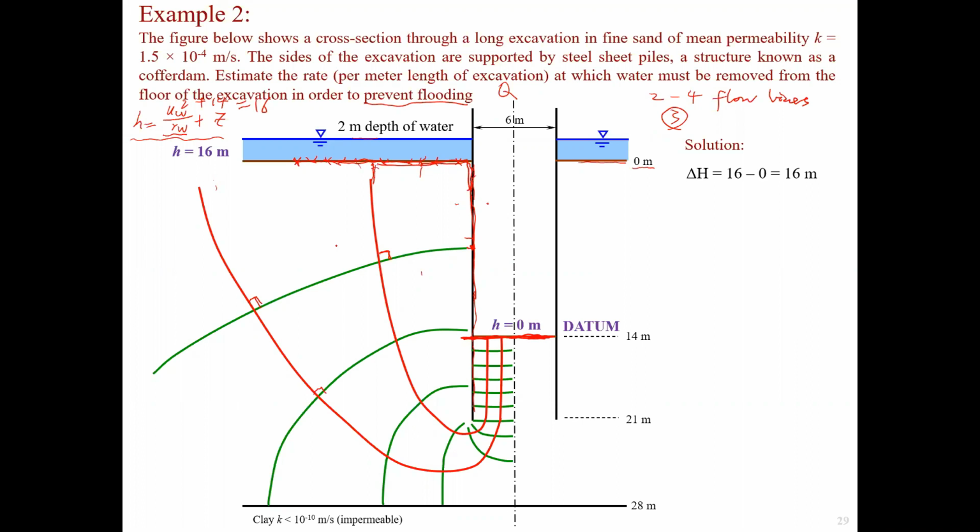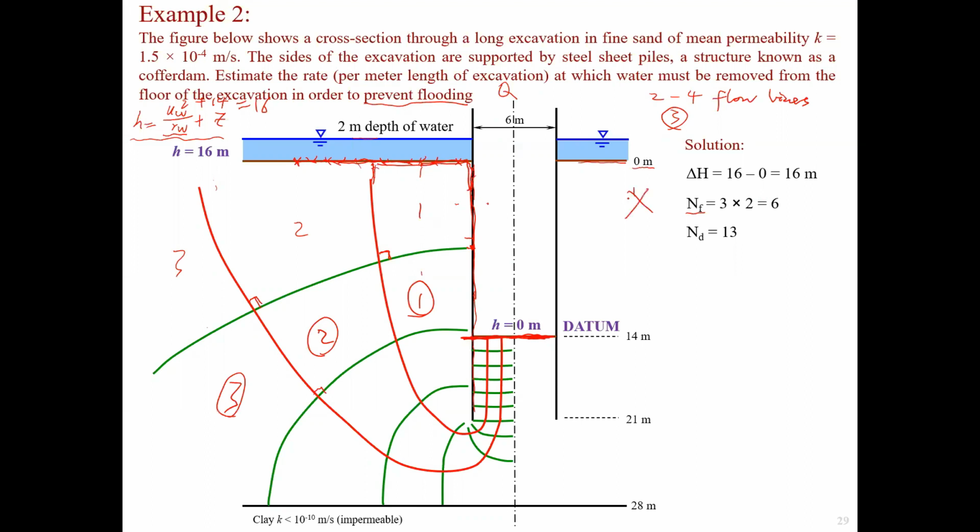Next, once we get the flow net, we are able to do the calculation for Q. Because the upstream water height is 16 and the downstream water height is 0, the height difference is 16 meters. Next, we count the NF, because we need it to calculate Q in the formula. NF is the number of flow tubes. We can count from anywhere: 1, 2, 3. That's the number of flow tubes.